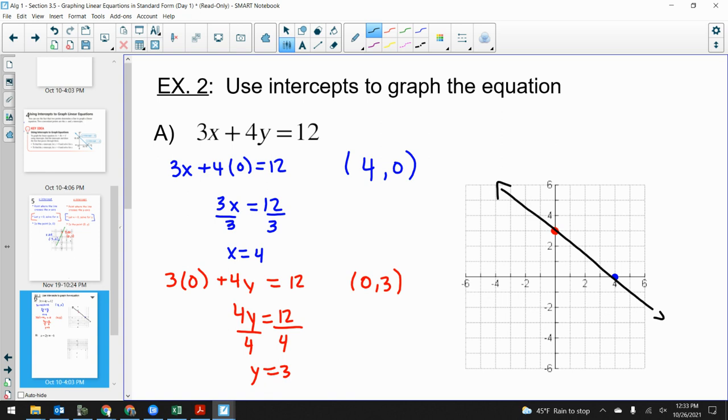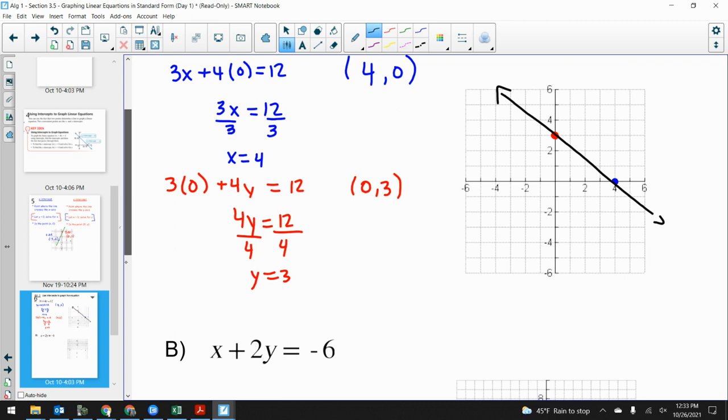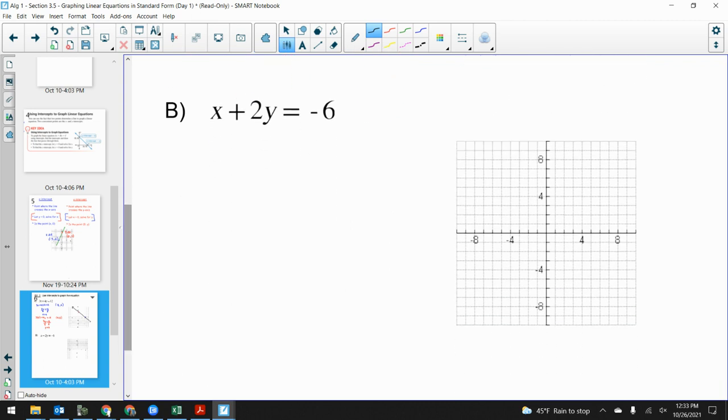Okay, let's try that again, shall we? I'll tell you what, most of the time when it's in standard form, the easiest way to graph the equation is to plot the intercepts. Even after we learn slope-intercept form, y equals mx plus b, you're going to think that using slope-intercept form is the easiest all the time, but it's not.